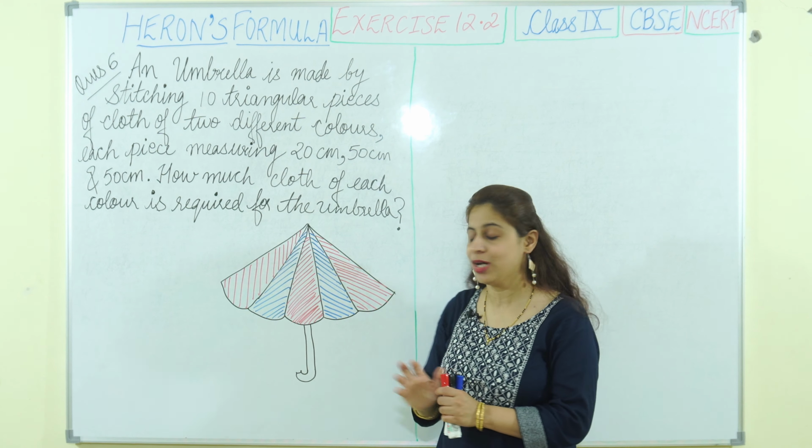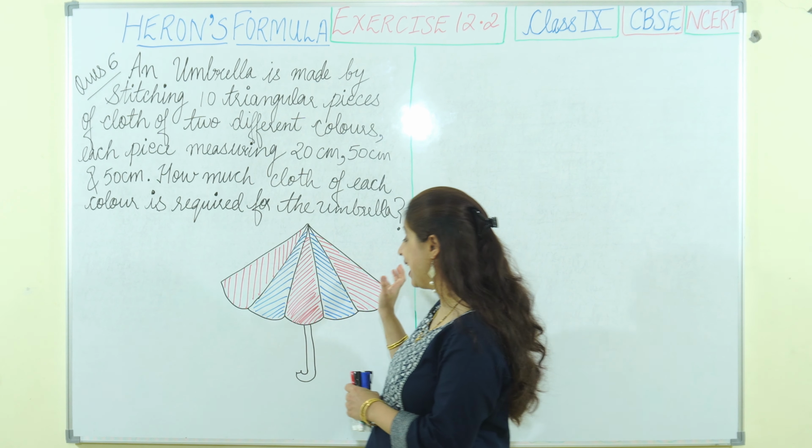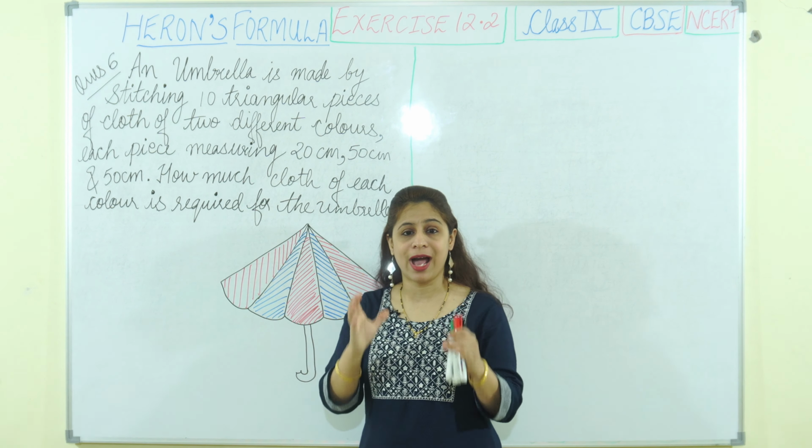And the figure is also given to us like this. There are 10 triangular pieces, stitched together in order to make the umbrella. They are saying that five pieces are of one color and five pieces are of a different color. This is the front view of the umbrella. These are the 5 pieces and similar pieces are there at the back. I have shown them with different colors, blue and red. Similarly 5 pieces are at the back, so they form 10 pieces and they form an umbrella.